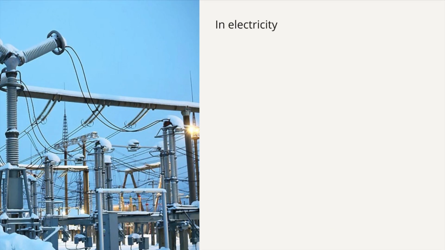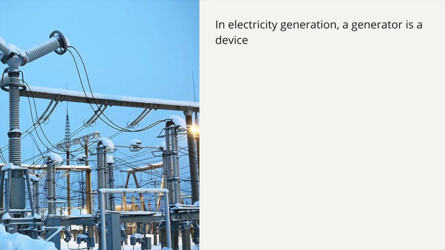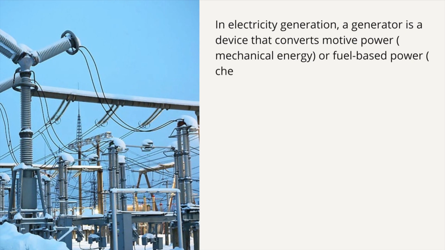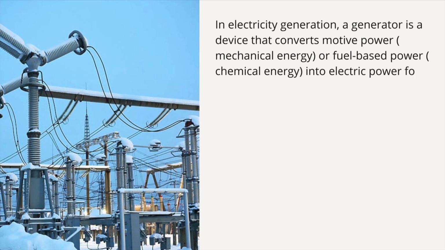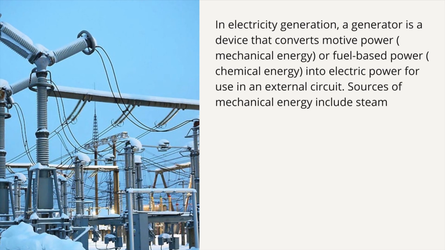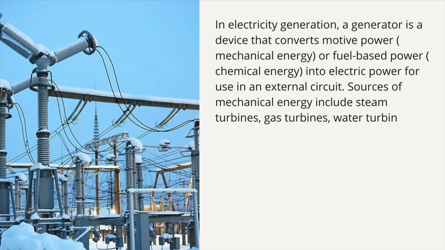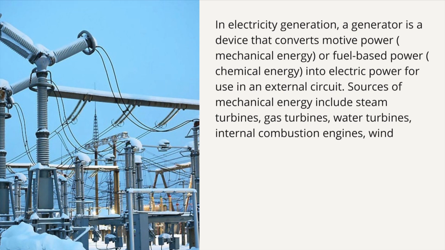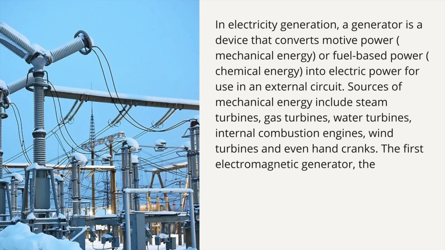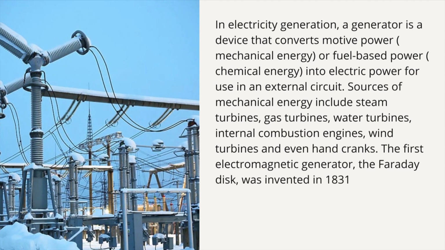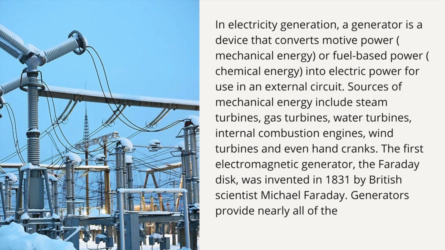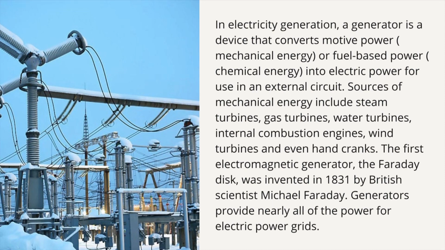In electricity generation, a generator is a device that converts motive power, that is mechanical energy, or fuel based energy, that is chemical energy, into electric power for use in an external circuit. Sources of mechanical energy include steam turbines, gas turbines, water turbines, internal combustion engines, wind turbines, and even hand cranks. The first electromagnetic generator, the Faraday disc, was invented in 1831 by British scientist Michael Faraday. Generators provide nearly all the power for electric power grids.